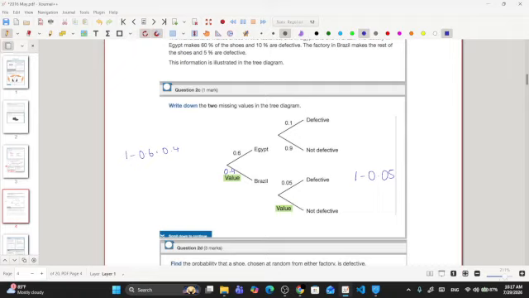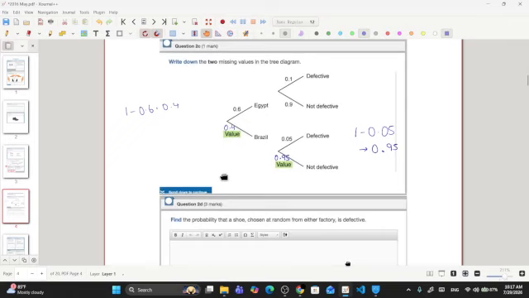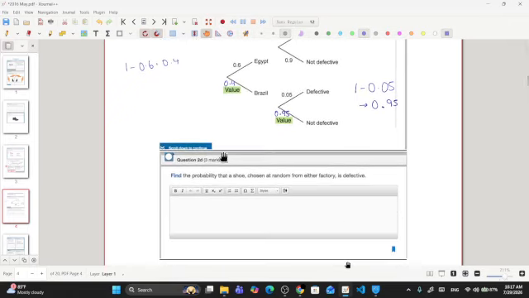From the 1 minus 0.05? Yep, I think it's going to be 0.95. Yeah. Okay, sure. So that value is essentially 0.95. So this is what we're done with in the tree diagram.